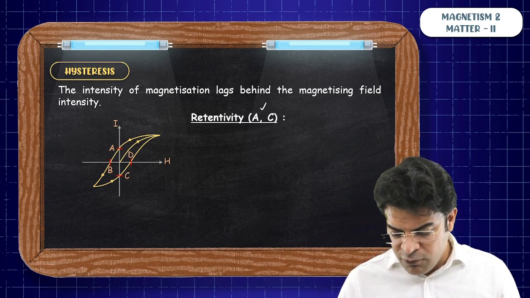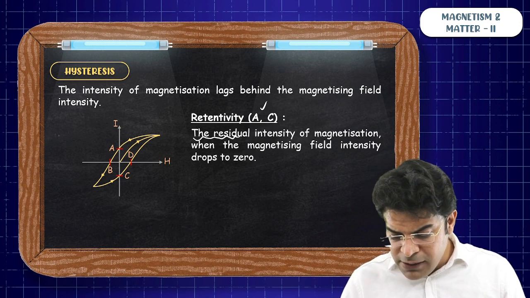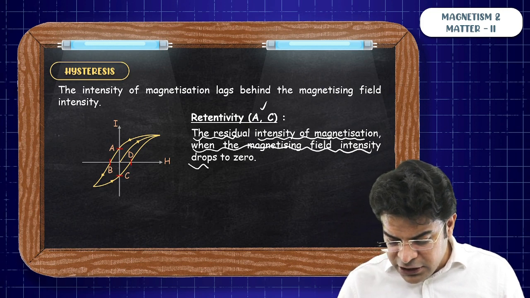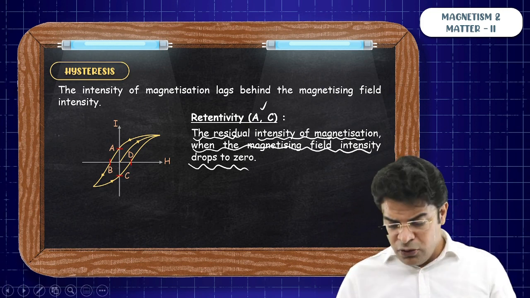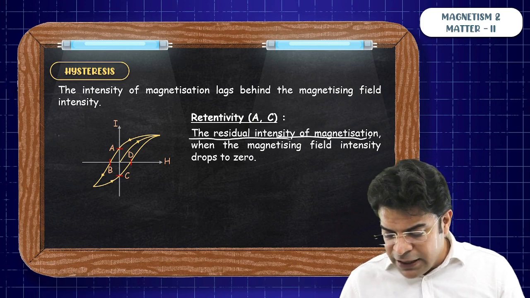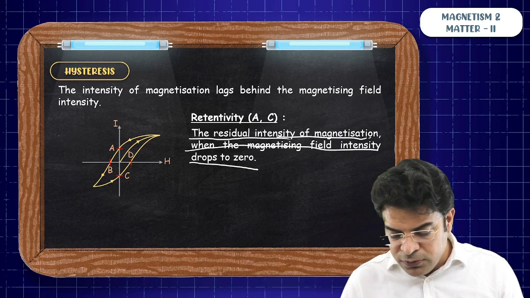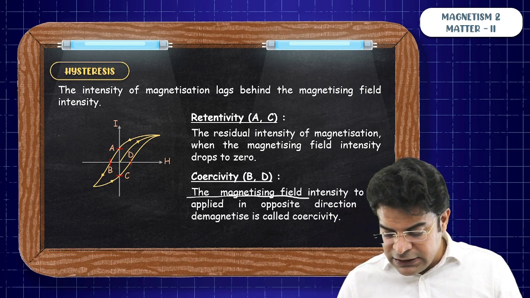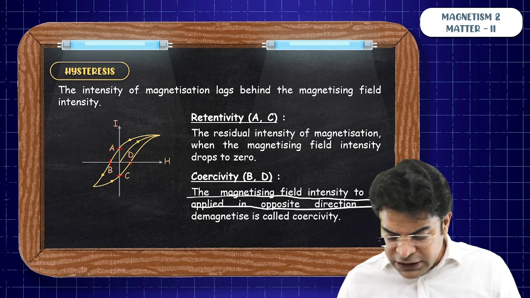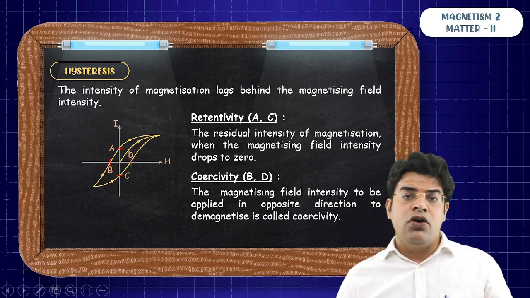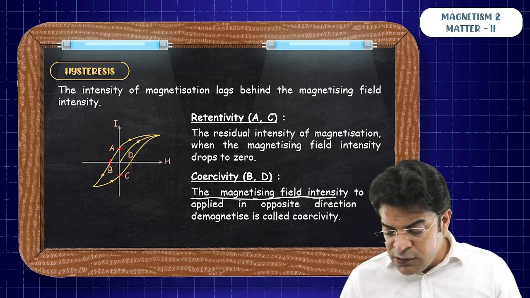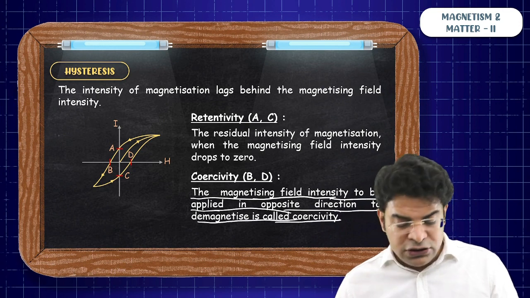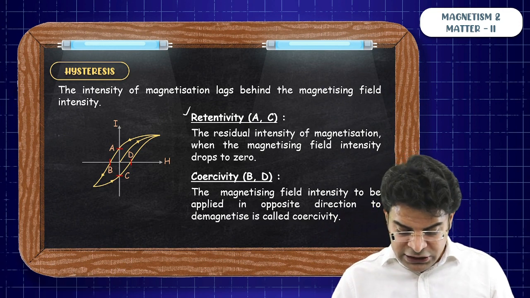So let's understand what is the meaning of retentivity. The residual intensity of magnetization when the magnetizing field intensity drops to 0 is called retentivity. And what is coercivity? Coercivity is the magnetizing field intensity to be applied in the opposite direction to demagnetize the substance. Once more, the magnetizing field intensity to be applied in the opposite direction to demagnetize the substance is called coercivity. So you need to know these terms.